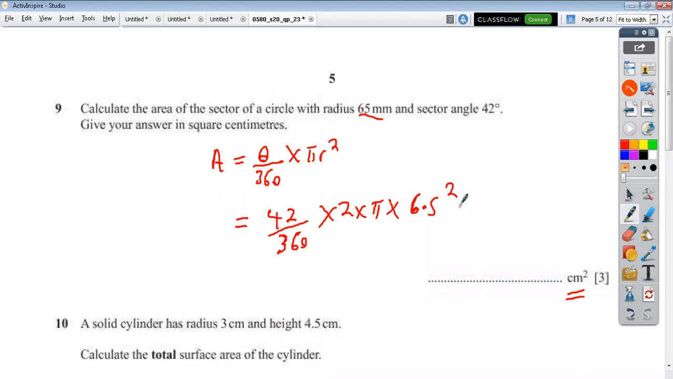15.5. What's your answer? 15.5. That's correct. Yes, yes. 15.5. Very correct.